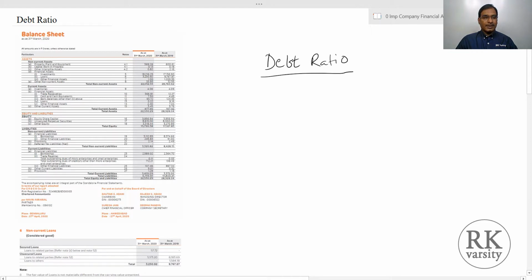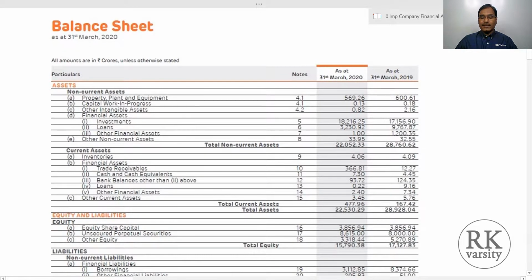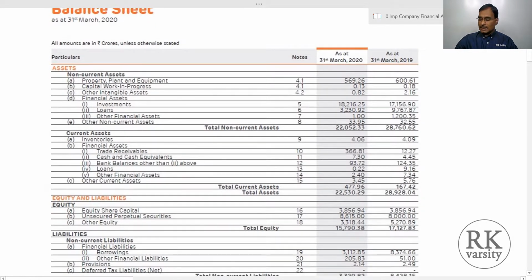One is Adani Power Limited, which is a power manufacturer in India, and the second one is HPCL, Hindustan Petroleum Corporation Limited, which is an oil and gas company in India. So here is the balance sheet of Adani Power Limited. All the amounts are in rupees crores, and this gives you the financial results for 2 years, that is the financial year ending 31st March 2019 and the financial year ending 31st March 2020.